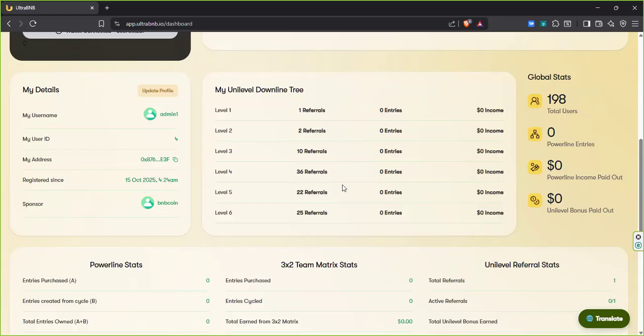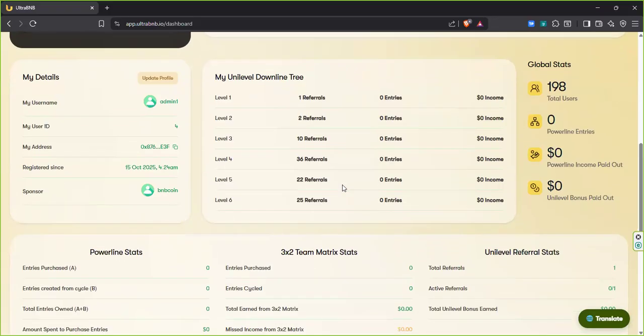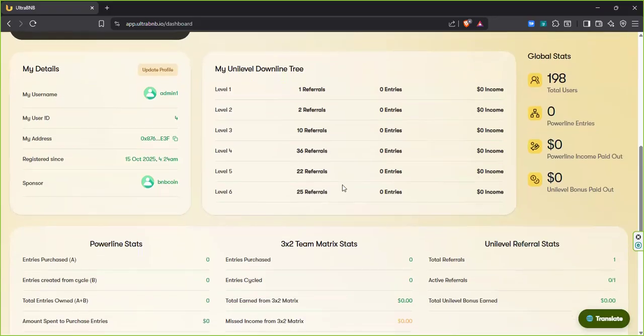But in the 3x2, since you don't have an entry owned by you, the system is not going to commission you those rewards. It's rather going to pass up those commissions to the next sponsor or upline who has an active entry in the 3x2 system. So if your sponsor has an active entry, then guess what? They will be the ones being positioned under your sponsor's matrix system, and you'll miss out on those commissions.